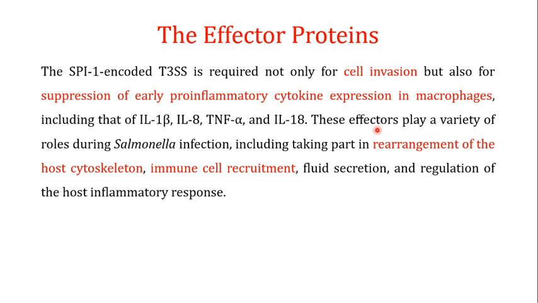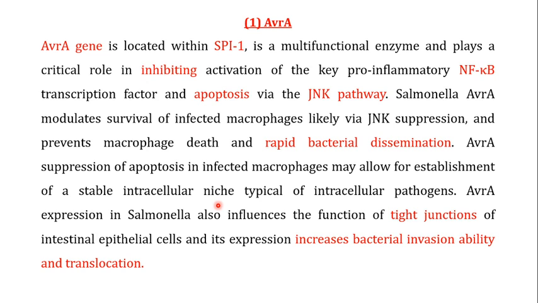Now these effectors, these virulence factors or the effector proteins, they are one and the same thing. So these effectors play a variety of roles during Salmonella infection, including taking part in the rearrangement of the host cytoskeleton. And when there is a rearrangement of the host cytoskeleton, that favors the entry of the bacteria into the host cell. There is immune cell recruitment, and the bacteria use these immune cells for their growth. And there is fluid secretion, which is one of the symptoms of the diarrhea that you can see in typhoid individuals, and the regulation of the host inflammatory responses.